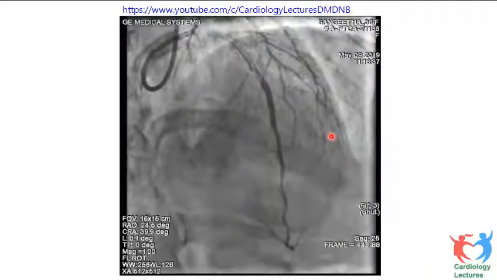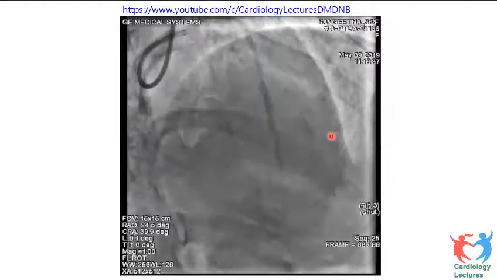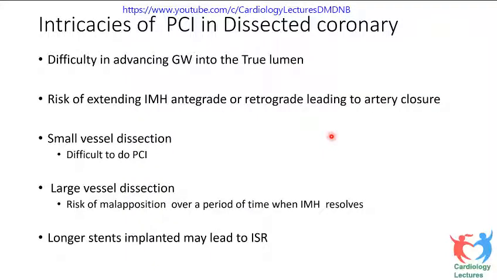So guide wire manipulation and type of guide wire is also important. It can dissect a vessel and create problems. And when you are treating dissection, just remember the very important point is entering the true lumen is very, very important. And extension of intramural hemorrhage, that is intramedial hemorrhage, can be antegrade or retrograde. It can lead to sudden vessel closure. And if it's a small vessel dissection, it is very difficult to do PCI. Large vessel dissection problem is it can be malapposition over a period of time when the hemorrhage is dissolved.